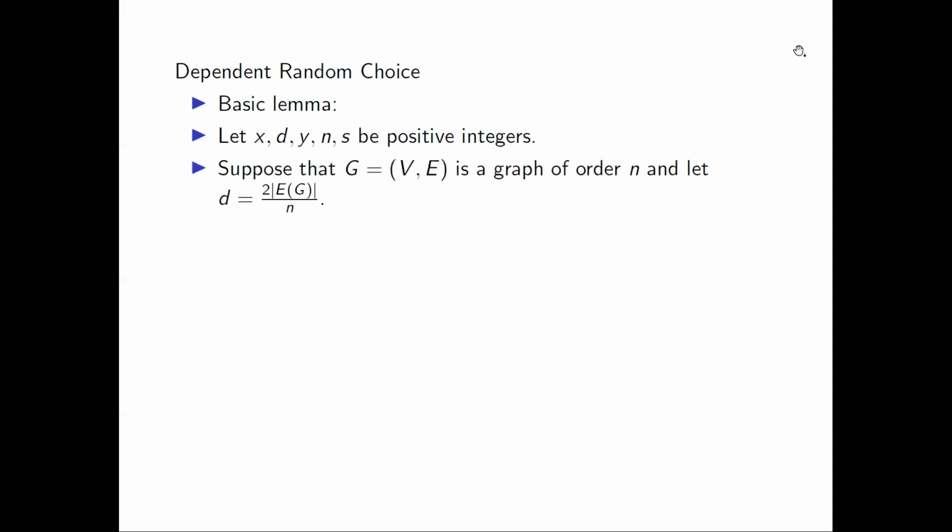Now let's look at what dependent random choice says more precisely. And there's multiple versions of it. Here's one lemma that uses dependent random choice. So suppose that x, d, y, n, and s are positive integers. Also suppose that G is a graph of order n with vertex set V and edge set E, and define d to equal 2 times the cardinality of the edge set of G divided by n.